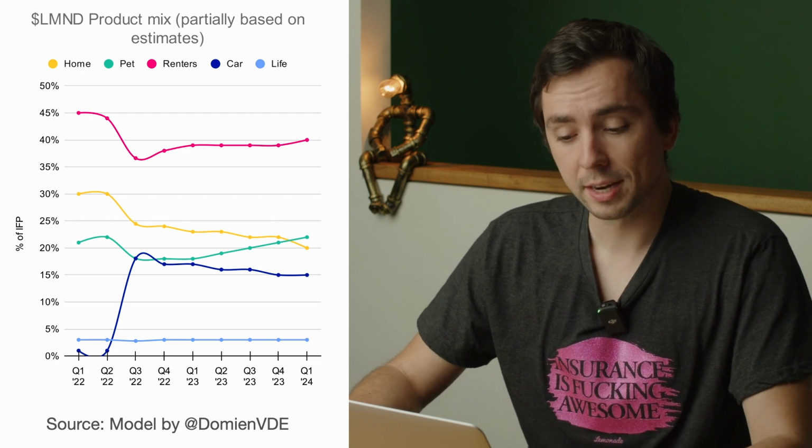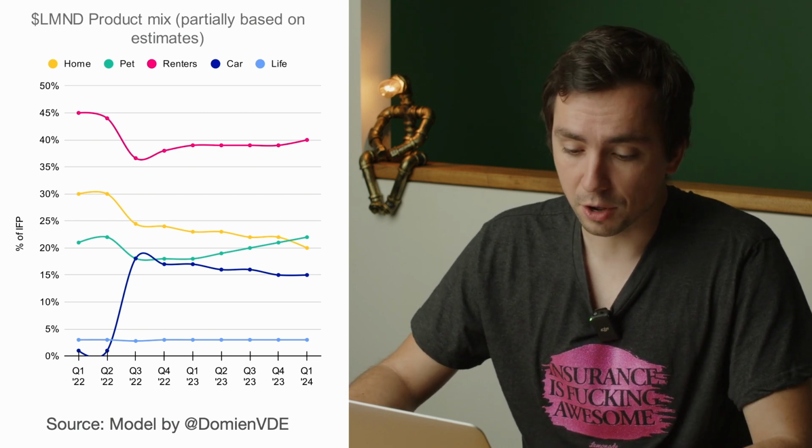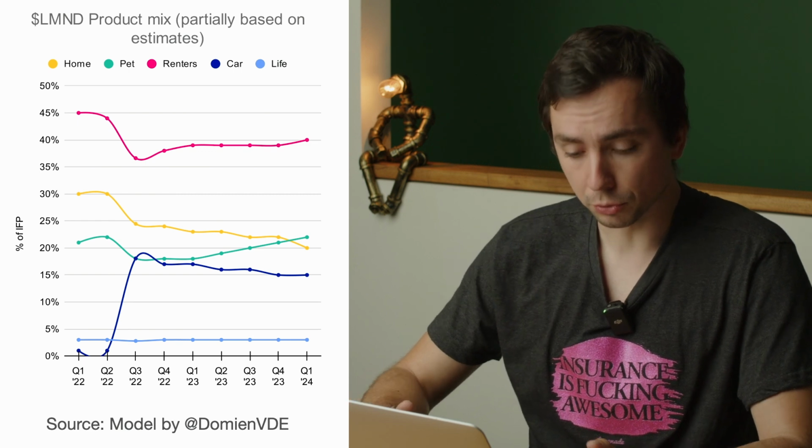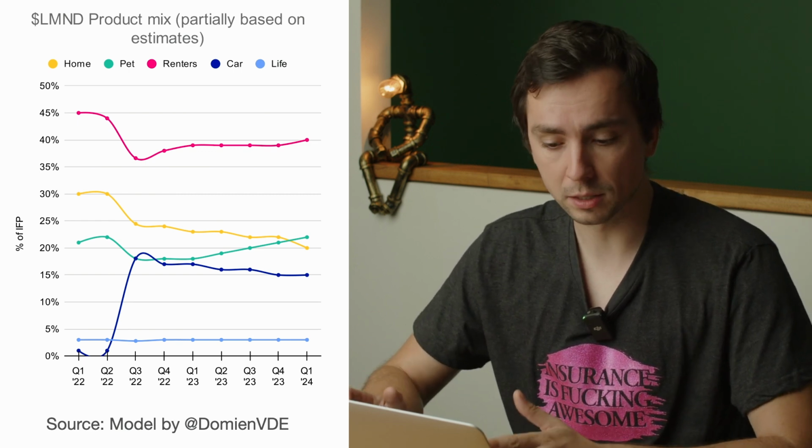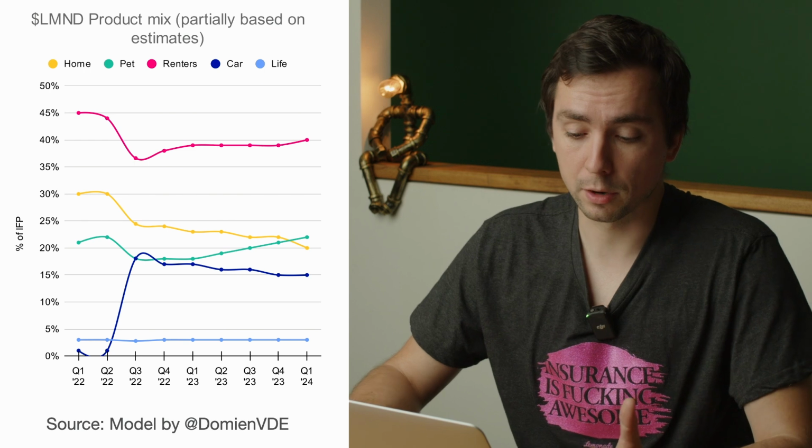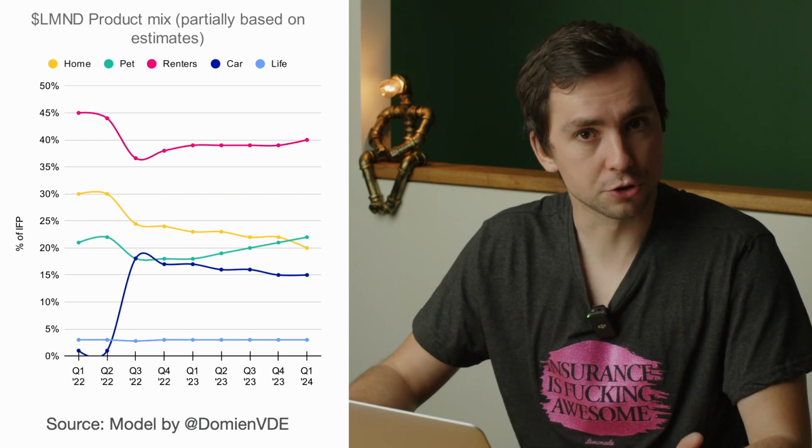The dark blue line is car insurance, and you can see a big spike going from Q2 22 to Q3 22, which is when they acquired Metromile, a car insurance company.